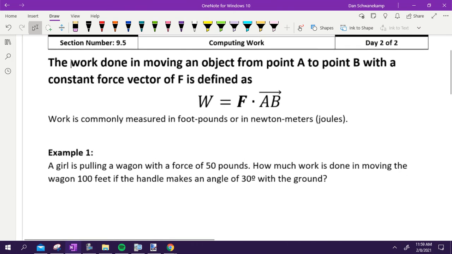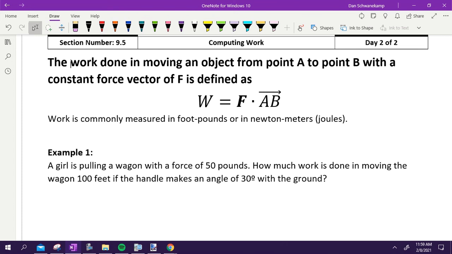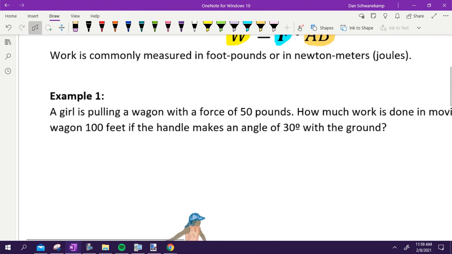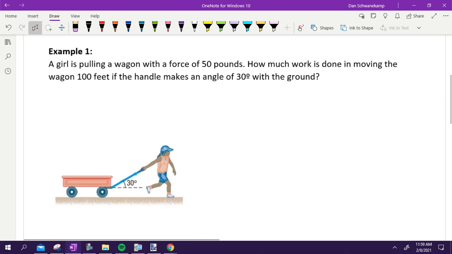All right, here we go. The work done in moving an object from point A to point B with a constant force vector of F is defined by this. Okay, so the work being done, you take your force vector and your movement vector. AB is going to be basically how far did your object move. Okay, work is commonly going to be measured in foot-pounds or Newton meters, otherwise known as joules. If you want to know more, YouTube that. We're just going to worry about the math today.